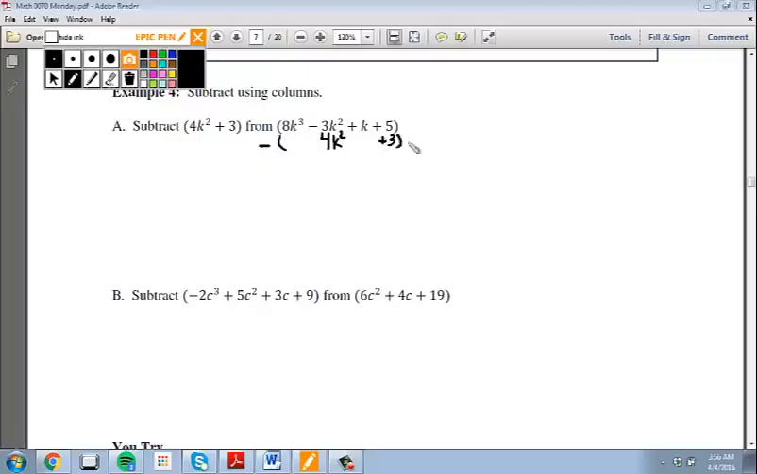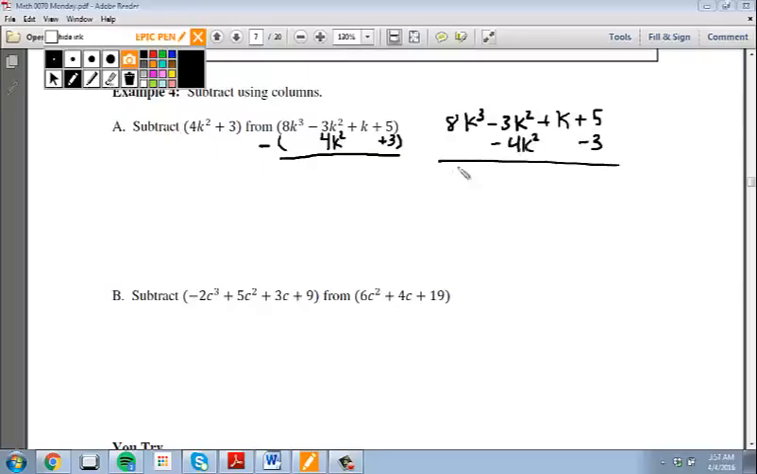Now remember, we're subtracting this whole thing, so we actually have to still remember to distribute, because if we don't remember to distribute, we're sunk. That's all I can say. Alright, so that becomes a minus, and this becomes a minus. Then we just add them together. 8k to the third minus 7k squared plus k plus 2.